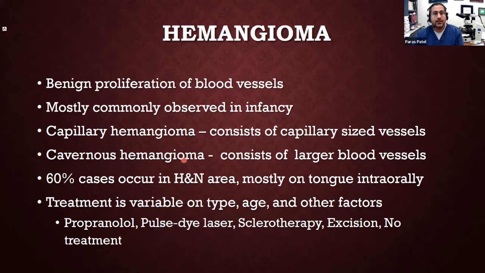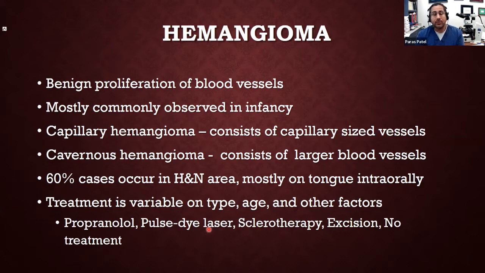All right, hemangioma, benign proliferation of blood vessels. Many people think that this is not a neoplastic process, but more of a hamartoma. Most commonly observed in infancy, a few different types. It can be capillary or cavernous, or it can have a mixed vessel sort of hemangioma as well. And 60% of these occur in the head and neck region. When they happen in the mouth, the most common location is going to be the tongue, and it's treated through variable methods.